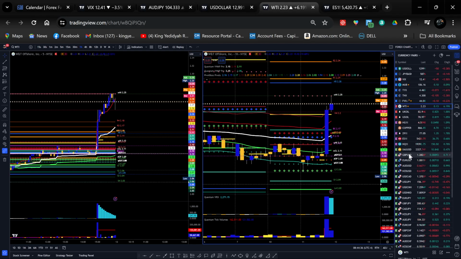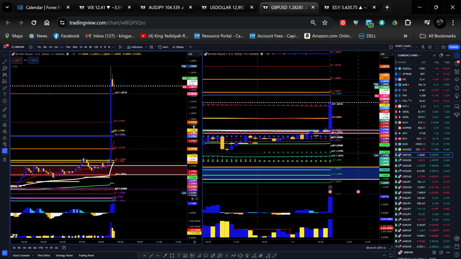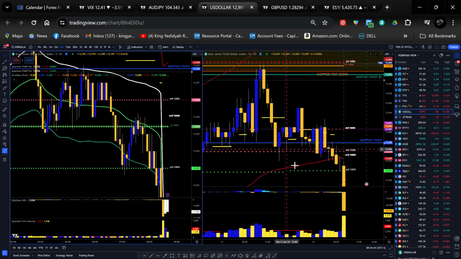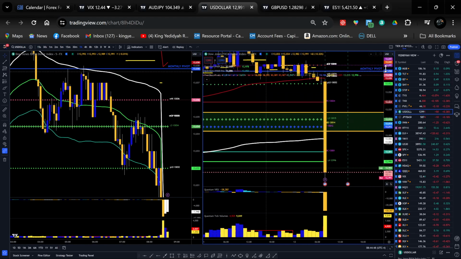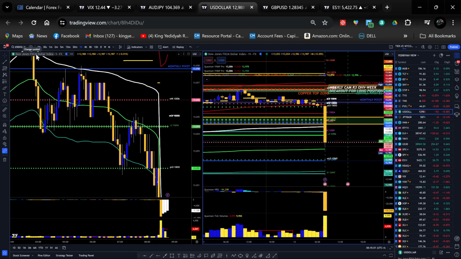Currency pairs, let's go GBP USD. All right, so it looks like the US dollar fell. Let's go over to the US dollar. This is the 1-hour chart. That fell crazy, came back down to the first lower deviation band right here at 12,979, and this is the Dow Jones FXCM dollar index.